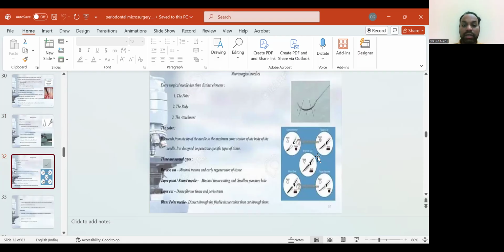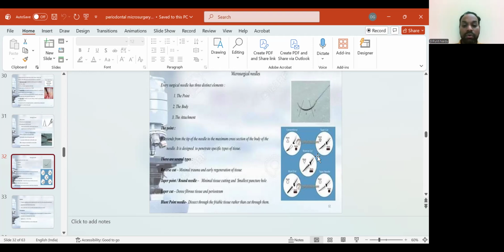The microsurgical needles have three distinct elements: the point, body, and the attachment. The point is from the tip of the needle to the maximum cross section of the body of the needle. It is designed to penetrate specific types of tissue. There are several types: reverse cut, taper point or round needle, and blunt point needle.